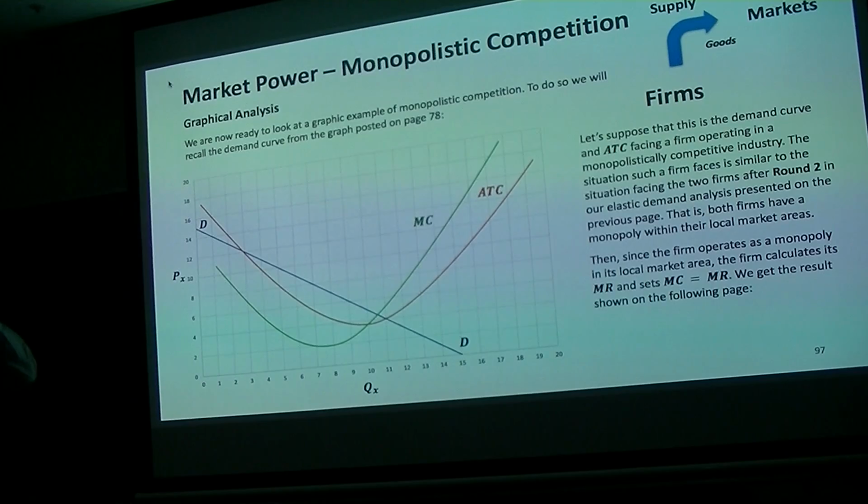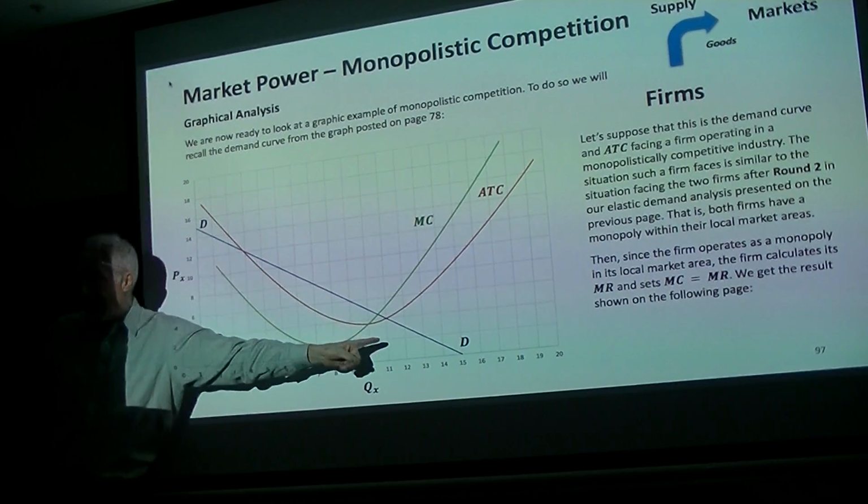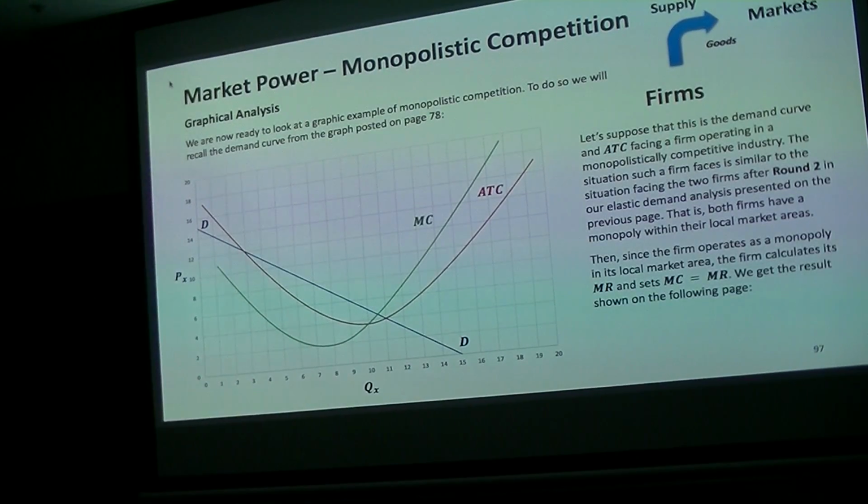The important thing to remember in monopolistic competition is that the firms do have market power. Because they have market power, they face a downward sloping demand curve. So the dynamic of the firm within monopolistic competition is downward sloping.